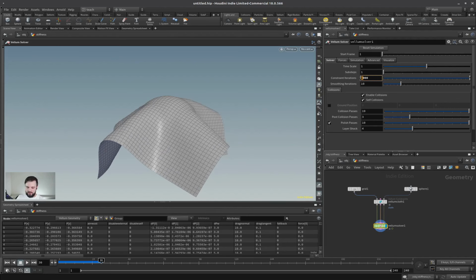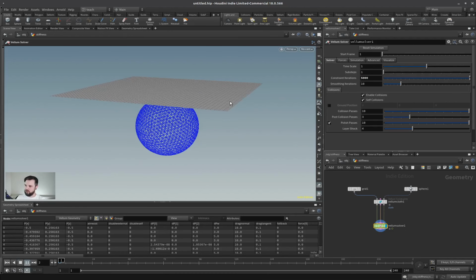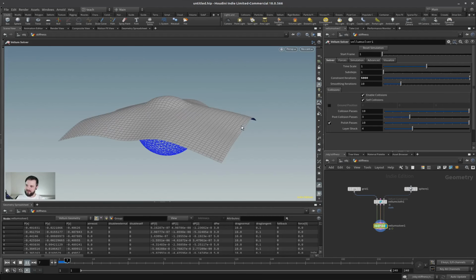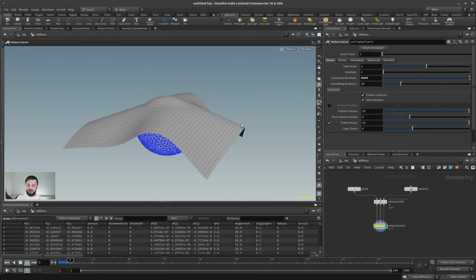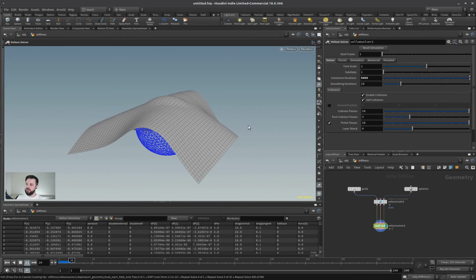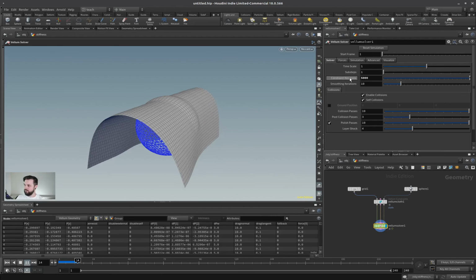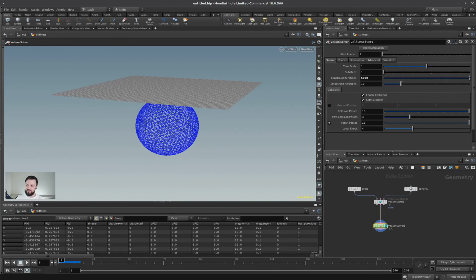Again, our goal here is paper. Let's try 5,000, which at this point really becomes a bit nuts because you can see how slow this whole thing gets. But you can see it's surprisingly close to paper now. Not perfect, but it helped. So as you can see, increasing the constraint iterations helps, because the stiffness is calculated more often and that results in more stiffness.